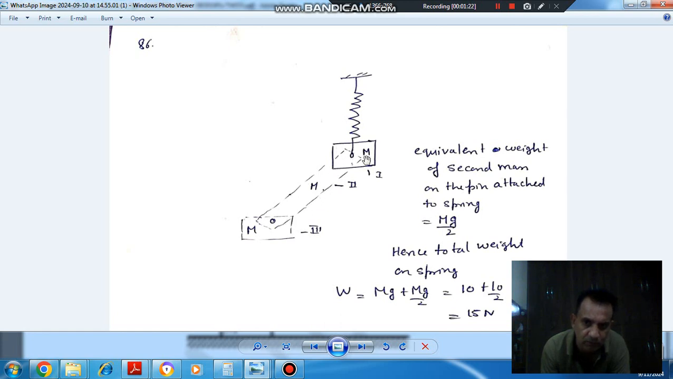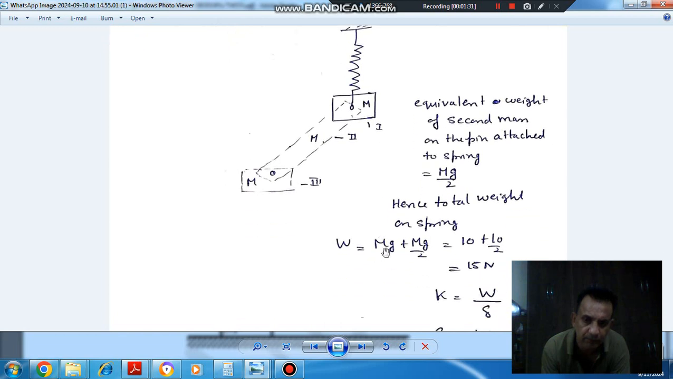So total mass on the spring will be m plus m by 2, or weight will be mg plus mg by 2. So that is due to this, and whole weight is acting for this mass on the spring. So total weight acting on the spring is mg, this, plus mg by 2 due to this, will be equal to, as g is 10 and m is 1, so it will be equal to 50 newtons.